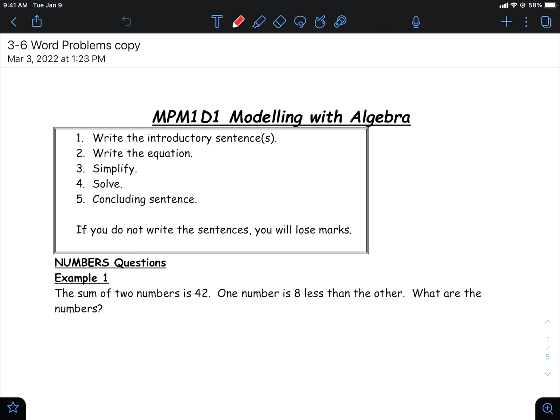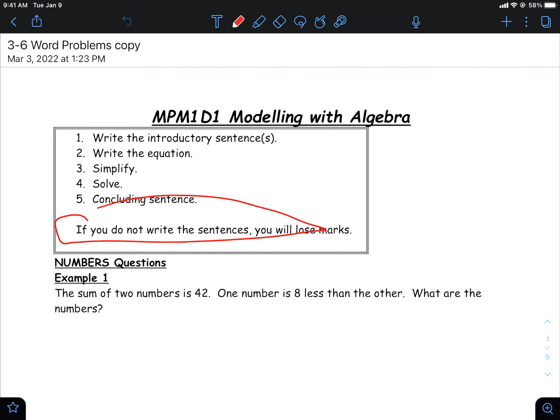In looking at this, conventionally when I do these questions, I set two variables. I let an x represent this and a y represent this. But you can actually do it with just one variable as well. Okay. So Mr. Poling here has: write an introductory sentence, write the equation, simplify, solve, concluding sentence.